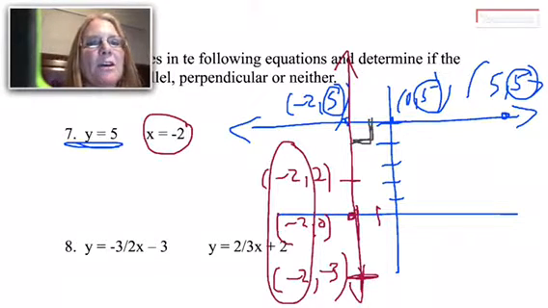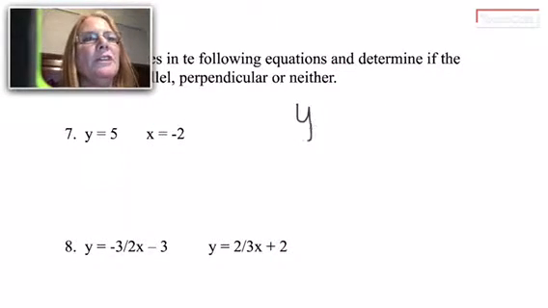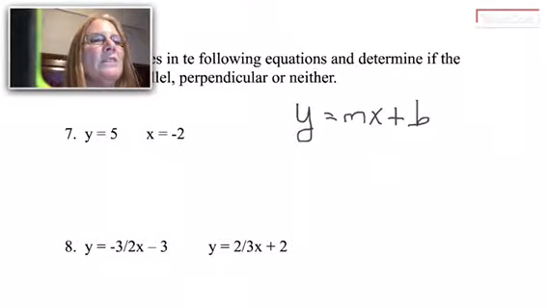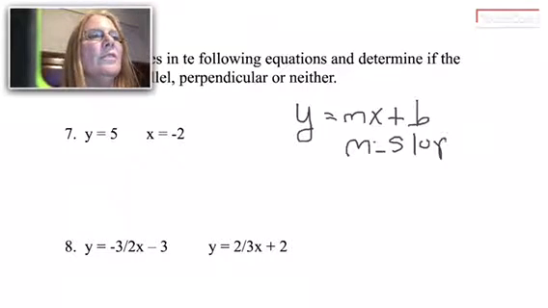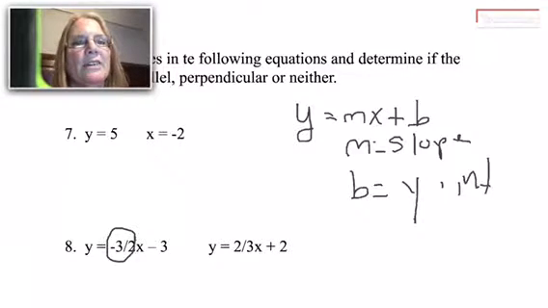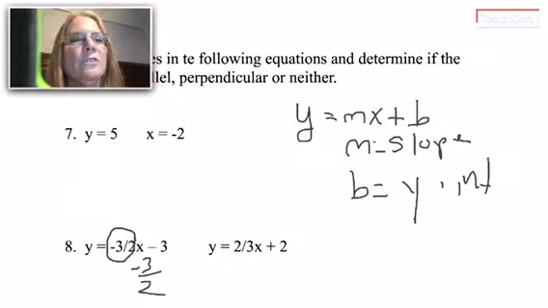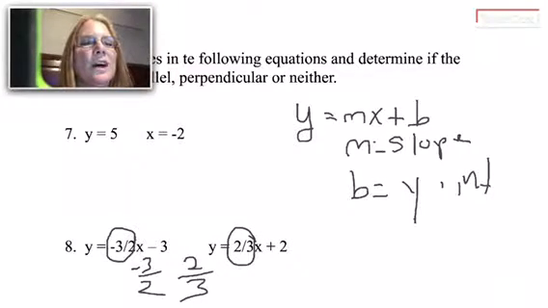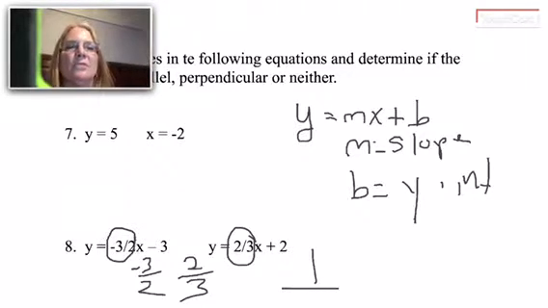Okay, a couple more. This one here, hopefully you remember y equals mx plus b. That is the formula for the equation of a line in y-intercept form, where m is your slope and b is your y-intercept. Well, these are already in that form, so all we have to do is look at the coefficient of x. Negative 3 over 2. Over here, positive 2 over 3. So those lines are said to be perpendicular because their slopes are opposite reciprocals.